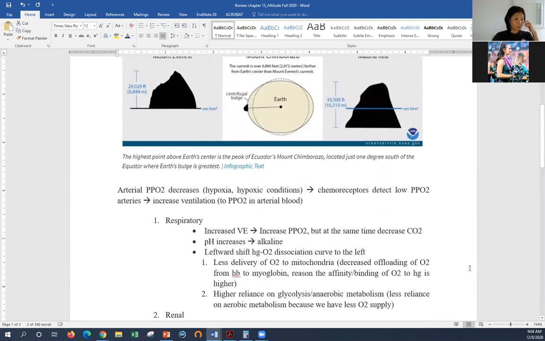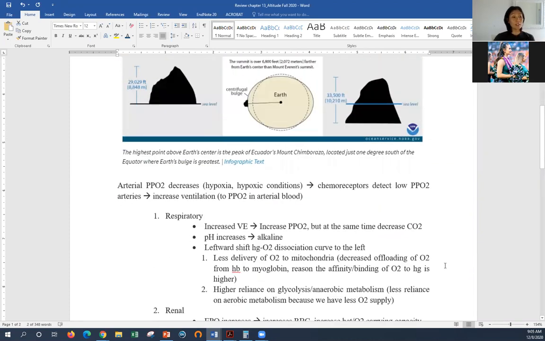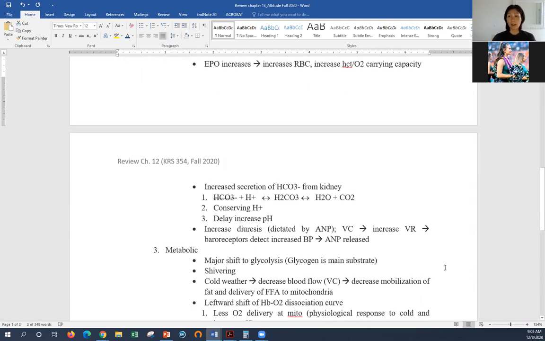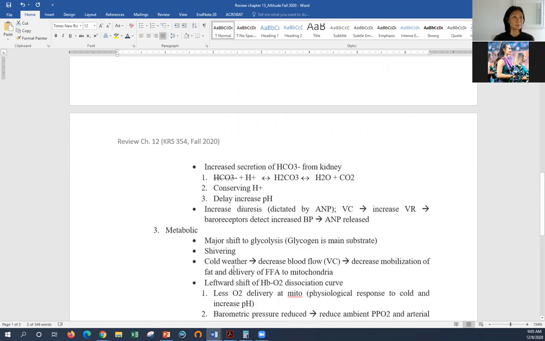Okay, so last time we met, we covered the respiratory effects, the renal effects, and the metabolic effects of ascending to altitude. Just as a review, as we move to altitude, the first thing that would happen is that we start to hyperventilate, or our ventilation increases. This is a result of our chemoreceptors detecting lower oxygen content in our blood, and as a result, ventilation increases.